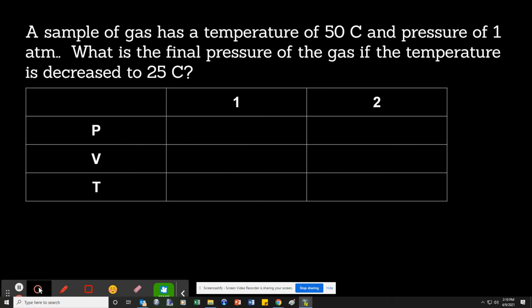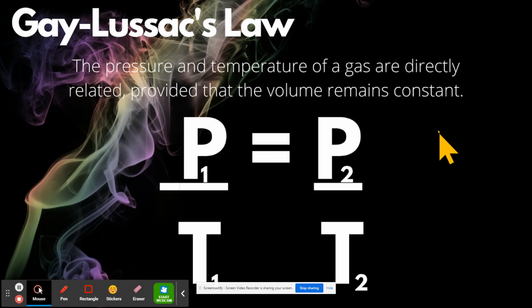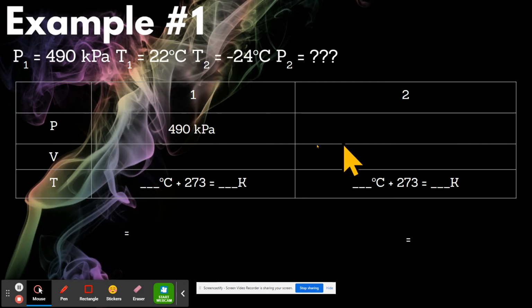So let's put all our knowledge to the test and see if we can figure this out. For example, you have a pressure of 490. Temperature is 22 degrees Celsius. T2 is negative 24 Celsius. We're looking for P2. Let's put them in the boxes. Again, guys, temperature you have to convert to kelvins by adding 273.15 or just round it off to 273, and you get 295. The same with the other temperature, negative 24: add 273 to it and this gives you 249. Be careful of the signs. Temperature has to be in kelvins.